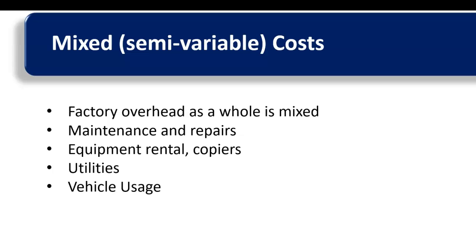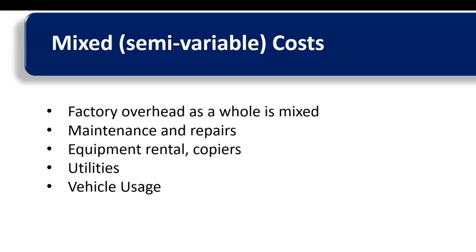Maintenance and repairs can be a mixed cost. There might be a set base amount of maintenance that you have to do every month, and then there's a certain amount that varies based on the volume. Equipment rental, if you think about copiers, quite often there's a base amount of maybe $300 a month to lease it, and then you may pay 2 cents per copy used. Utilities can sometimes be a mixed cost. Again, with some of these mixed or semi-variable costs, it really depends on how they're charged out, whether or not they're mixed or 100% variable.